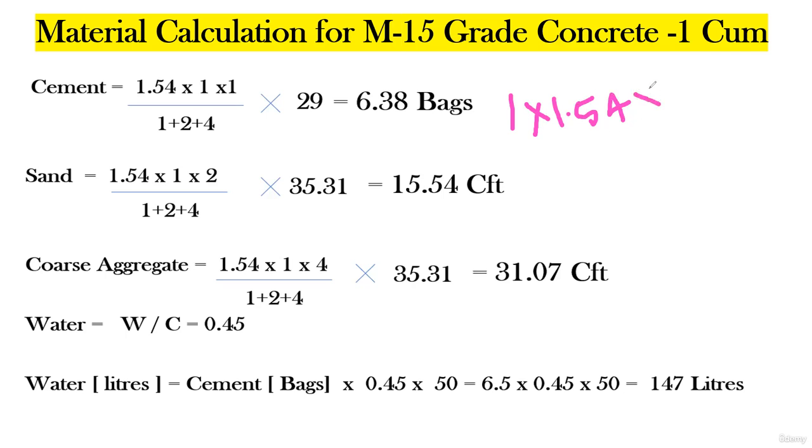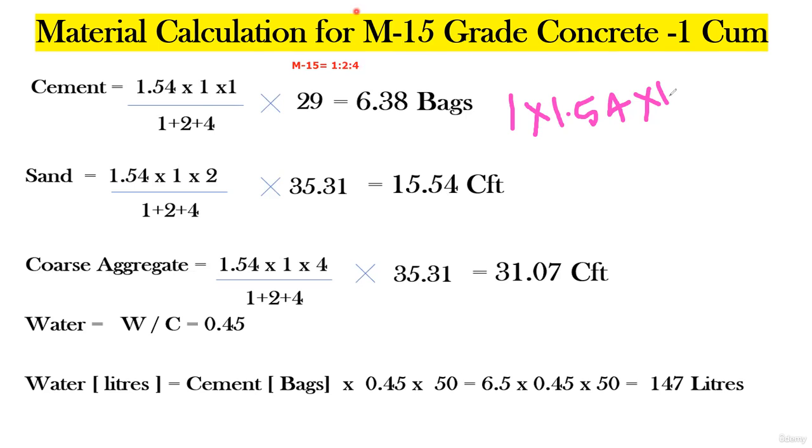And again, I'll multiply this by 1, because for cement, if you remember, what is the ratio of M15? The ratio of M15, I'll write it here. It is 1 is to 2 is to 4. This is the M15 grade ratio, which is 1 is to 2 is to 4. Out of that, 1 is cement, 2 is sand, 4 is aggregate.